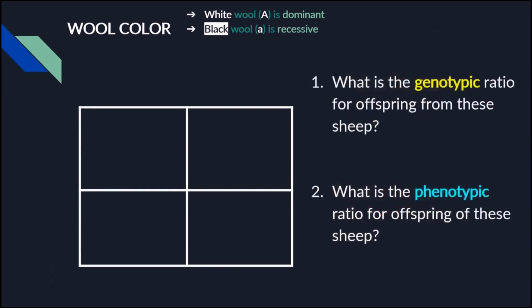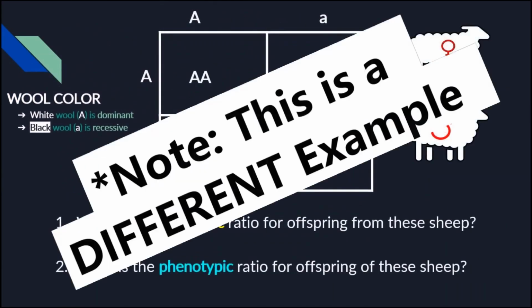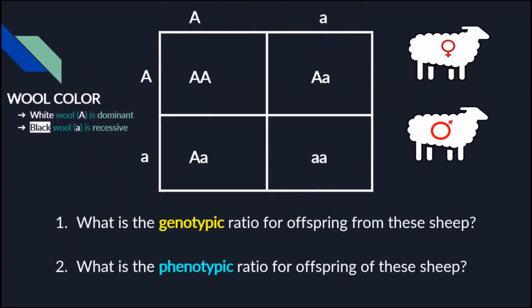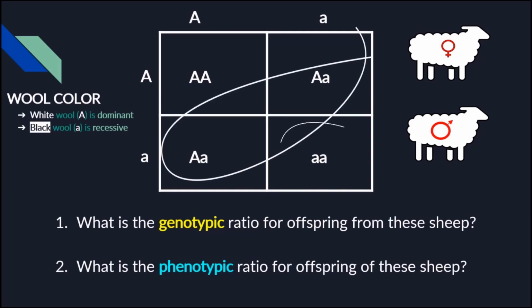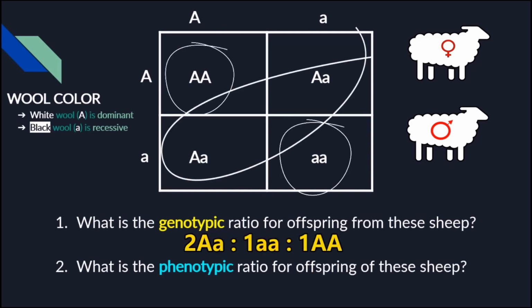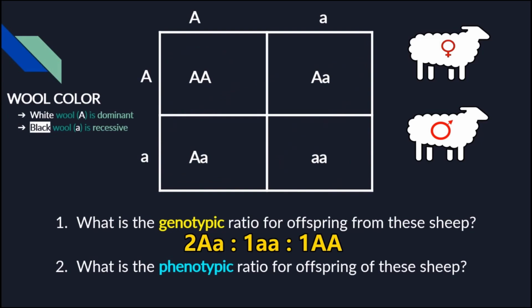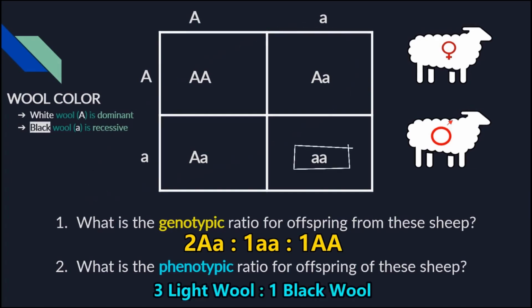Then you're going to be asked to calculate the genotypic and phenotypic ratios for your sheep. All right, so the genotypic ratio is just looking at the ratio within the offspring, comparing the big A, little a ratio to the little a, little a ratio. So that's genotypic, whereas phenotypic is then interpreting those genotypes and finding the ratios of sheep in the offspring that would have either light wool or black wool.